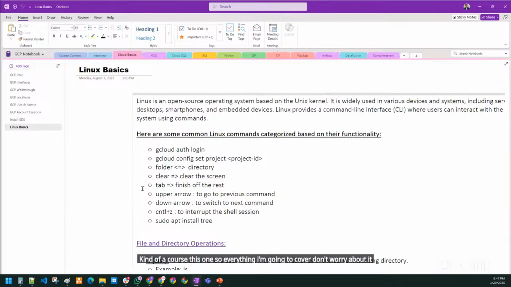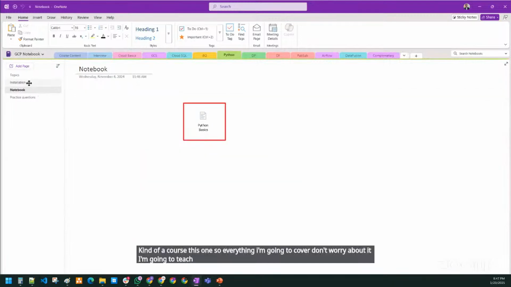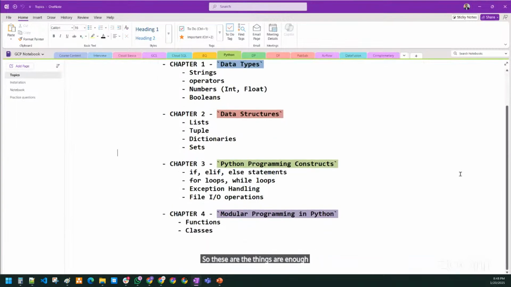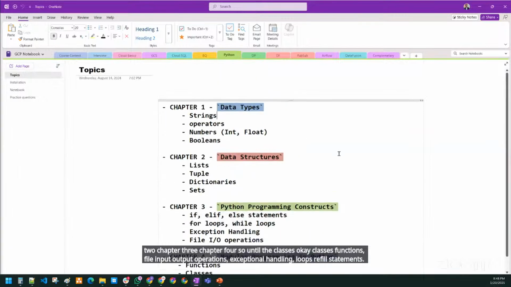How much Python is important to become a data engineer, I'm going to teach, don't worry. So these are the things that are enough. I'm going to teach chapter 1, chapter 2, chapter 3, chapter 4. Classes, functions, file input output operations, exception handling, loops, if else statements, data structures and data types. That is enough.